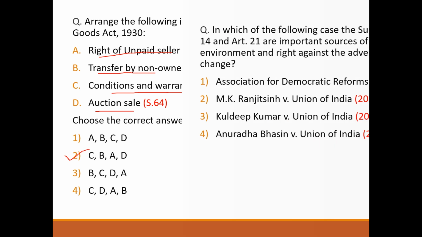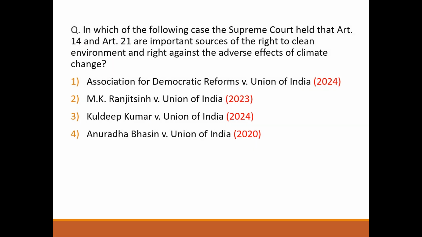Next question. In which of the following case the Supreme Court held that Article 14 and Article 21 are important sources of the right to clean environment and right against the adverse effect of climate change? It's option number 2, M.K. Ranjit Singh versus Union of India.